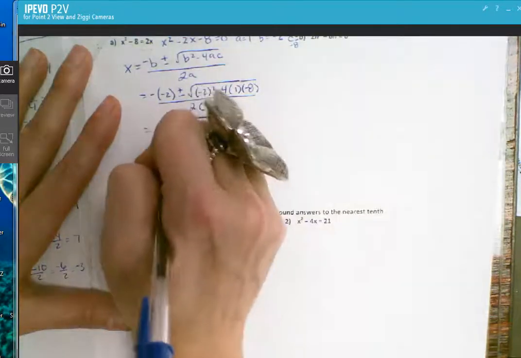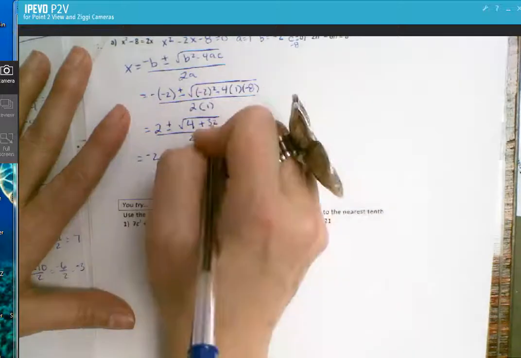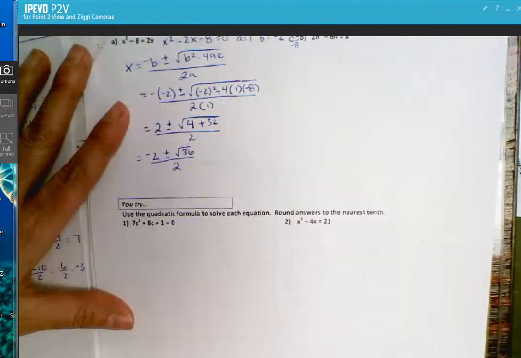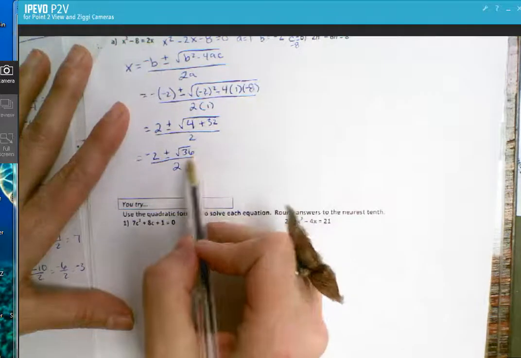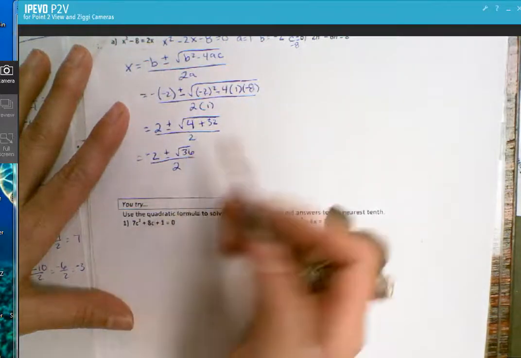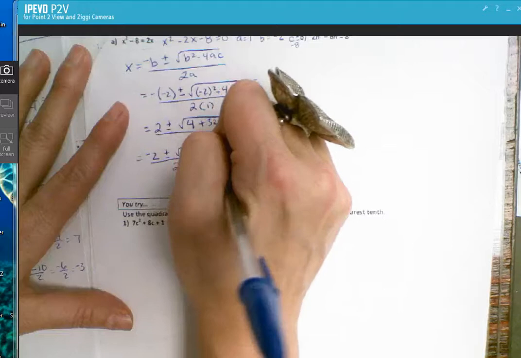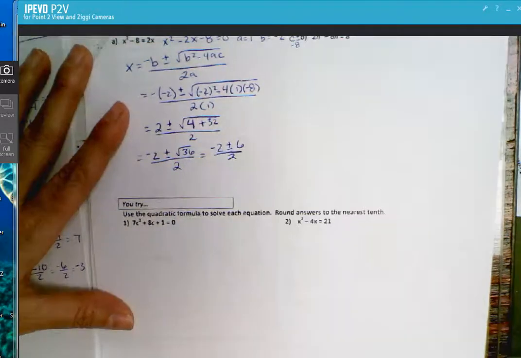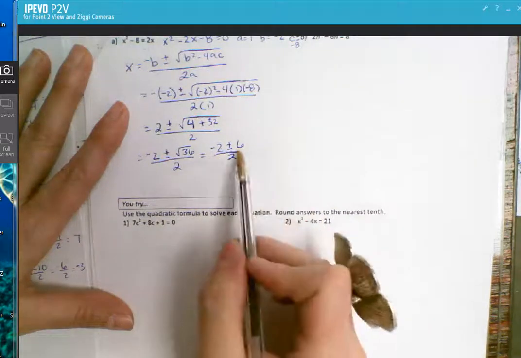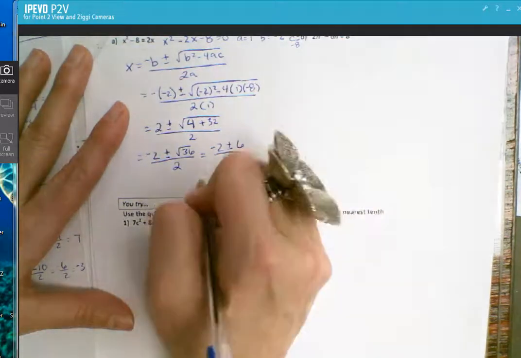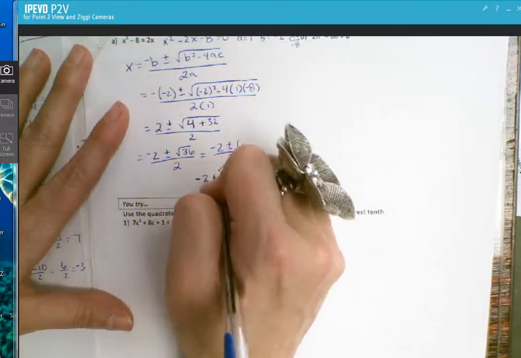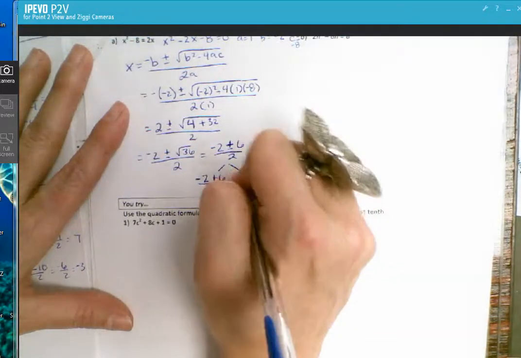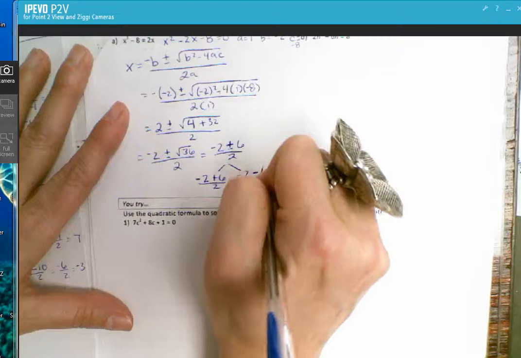Negative 2 plus or minus the square root of 4 plus 32, which is the square root of 36, over 2. I should simplify my radical as much as I can before I move on. So since I can simplify, negative 2 plus or minus the square root of 36, which is 6, over 2. Once I'm completely simplified, then I can break up into two expressions. Negative 2 plus 6, I'm handling the plus piece, over 2, or negative 2 minus 6 over 2.